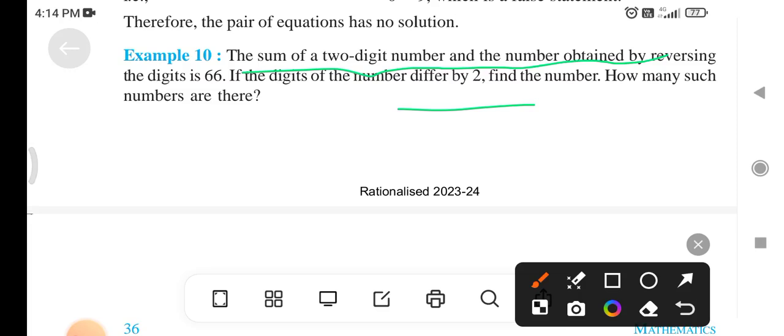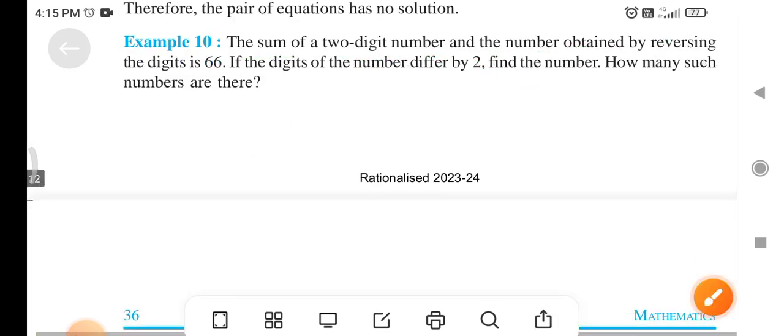Okay. The sum of a two-digit number and the number obtained by reversing the digits is 66 if the digits of the number differ by 2. Find the number. How many such numbers are there?